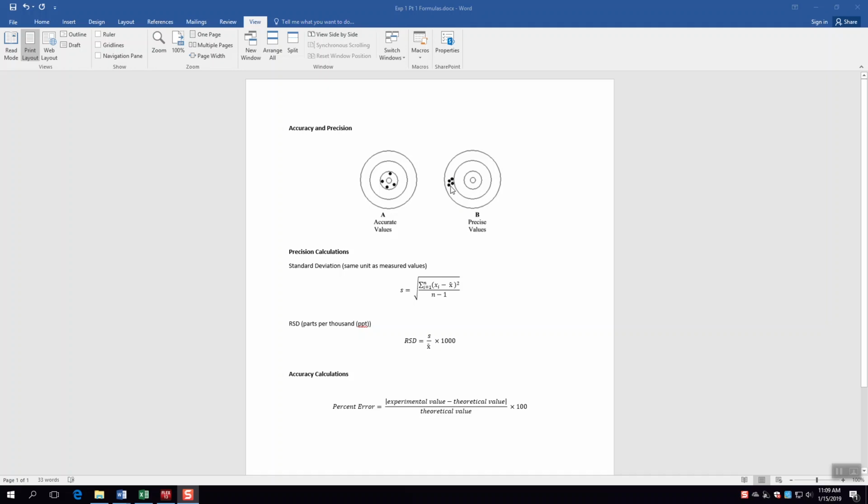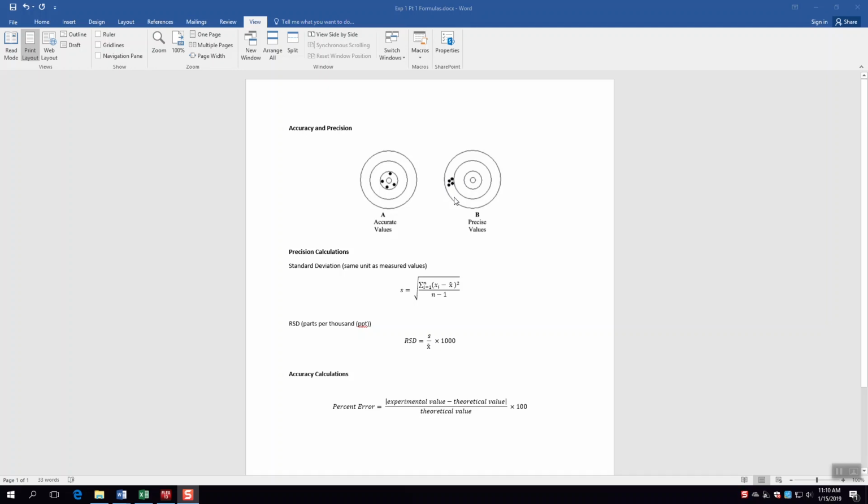So before we do that, let's talk a little bit about what is accuracy and what is precision. When we look at accurate values, as you may recall, we're looking at close to the bullseye. So values that are close to the accepted value are considered to be accurate. Precise values aren't necessarily accurate. We can see these values here are precise because they're close to one another, which is what precision is, but they're not close to the actual bullseye.